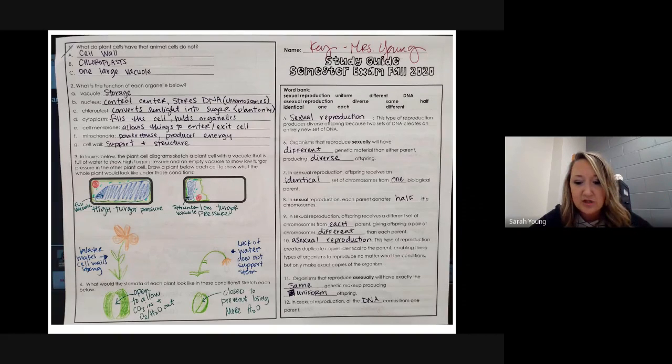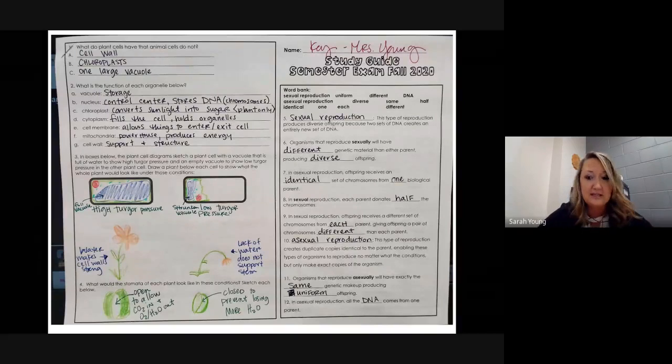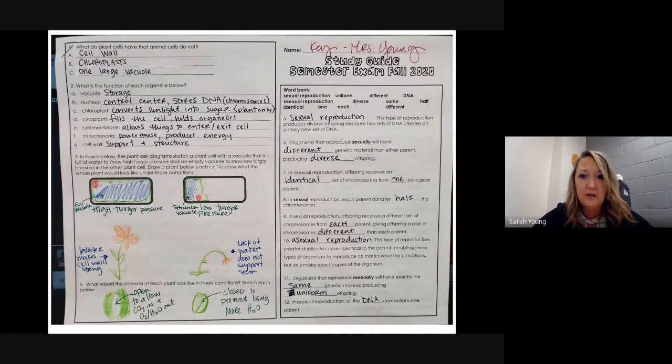In asexual reproduction, all the DNA comes from one parent. I know it repeats itself there, but I wanted you guys to see the different ways that they might say things on the test so that you could keep track of it. Everybody good? Okay. I'm going to flip to this next page.